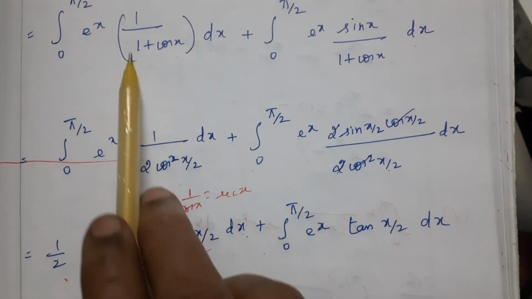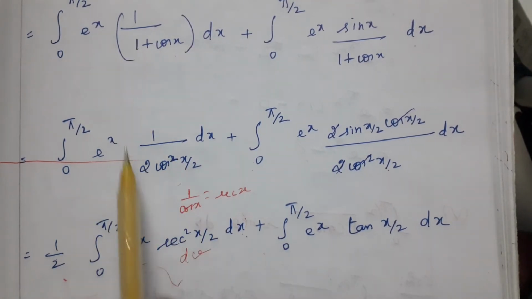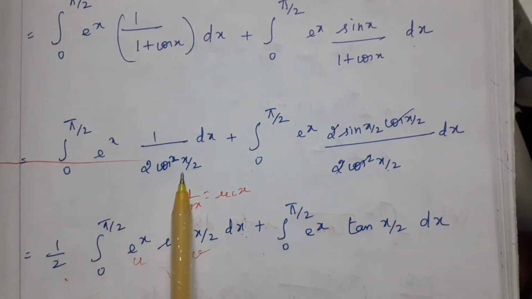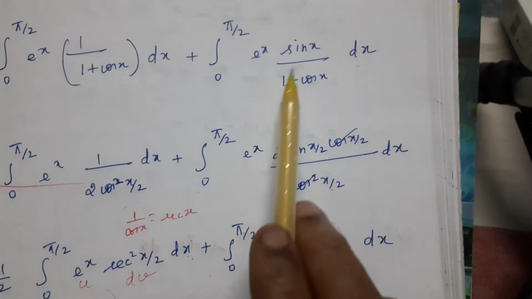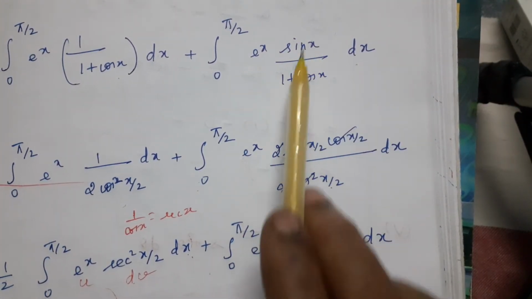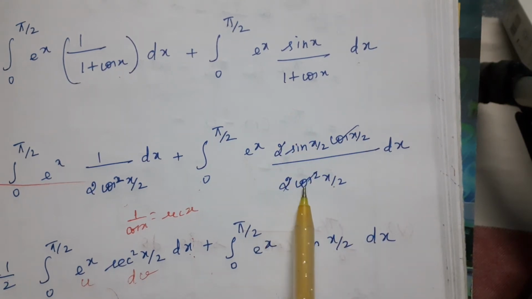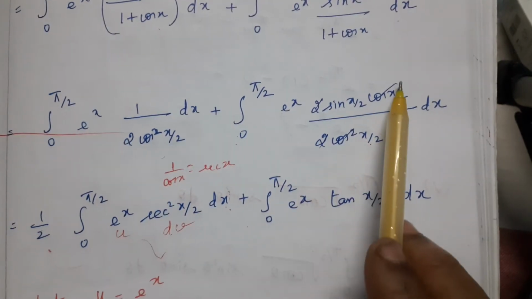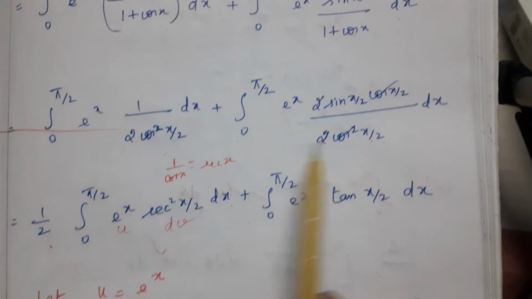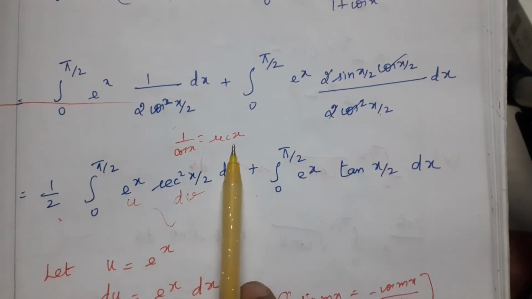After that we use the trigonometric half angle identity. 1 by 1 plus cos x is nothing but 1 by 2 cos square x by 2. Similarly, e power x, keep it as itself. Sin x is 2 sin x by 2 cos x by 2, and again 1 plus cos x is 2 cos square x by 2. So you cancel the values. Cos x by 2 cancels. Now 1 by cos is secant x by 2.